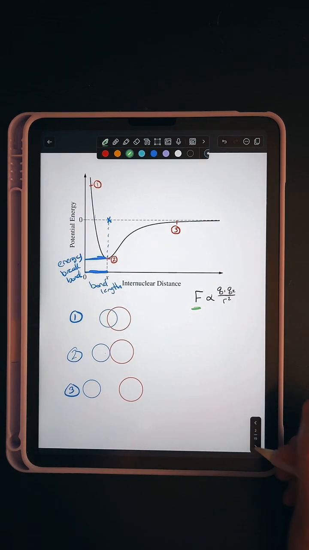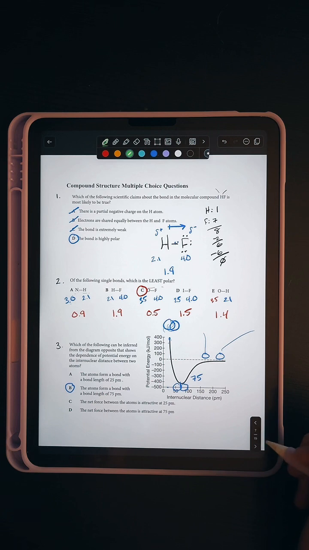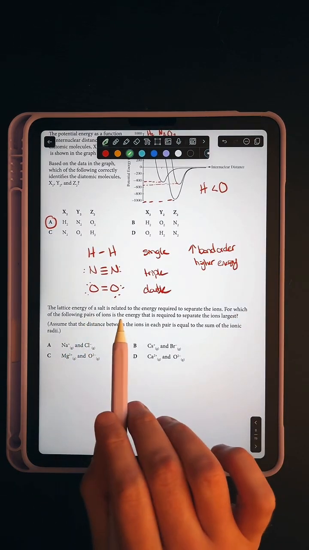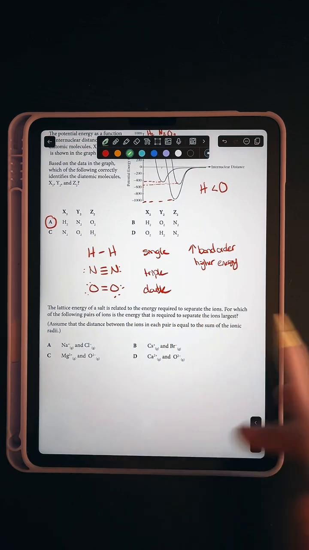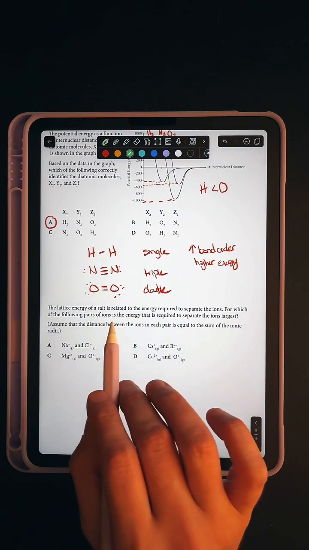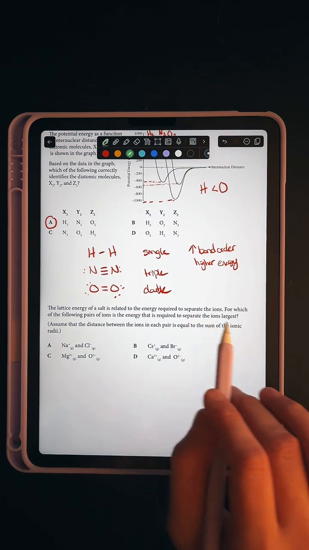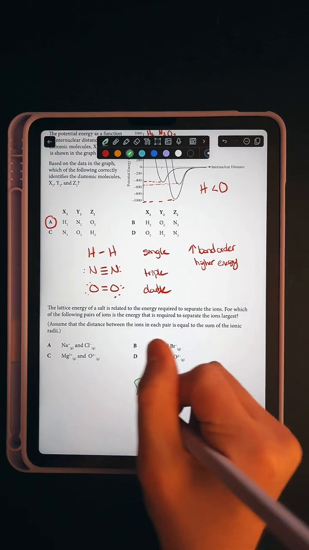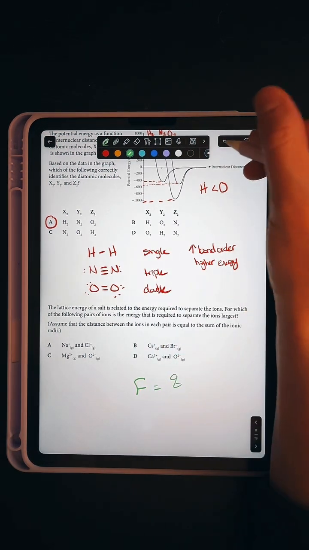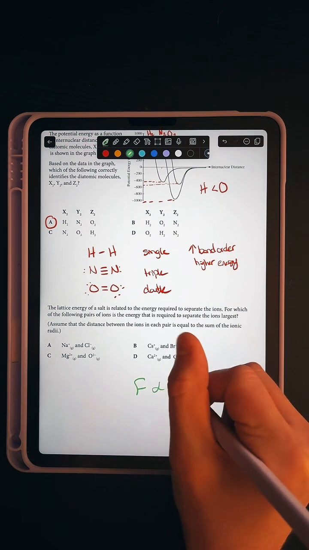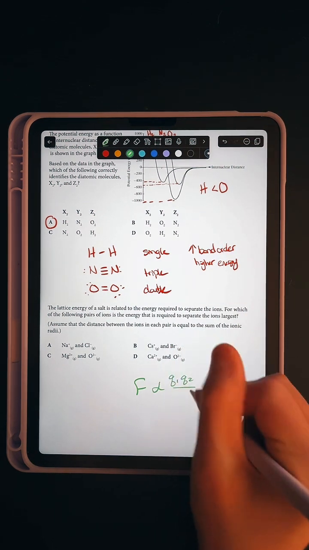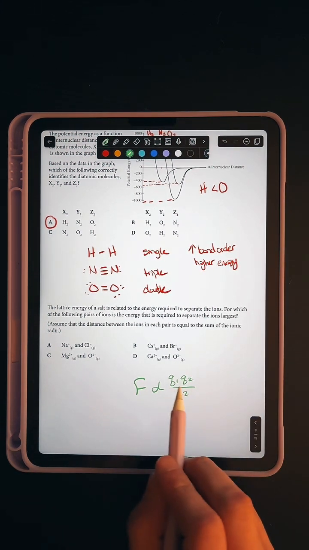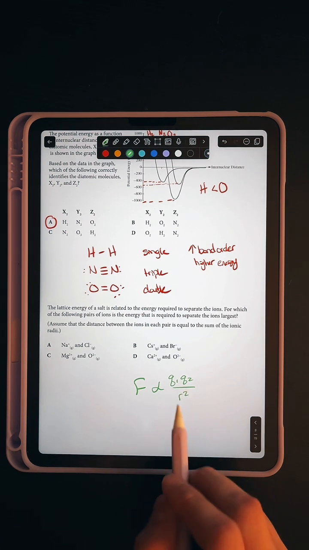Now, I didn't go over this one on the multiple choice, but let's go through it. It's number 5. The lattice energy of a salt is related to the energy required to separate ions. For which of the following pairs of ions is the energy required to separate the ions largest? So we're looking for which one has a large F. F is proportional to the charges multiplied together over the radius squared.